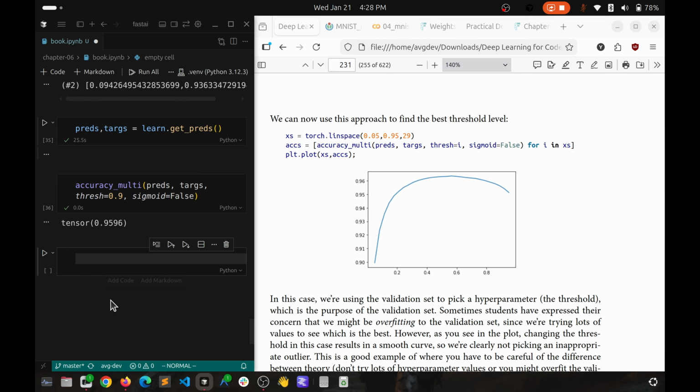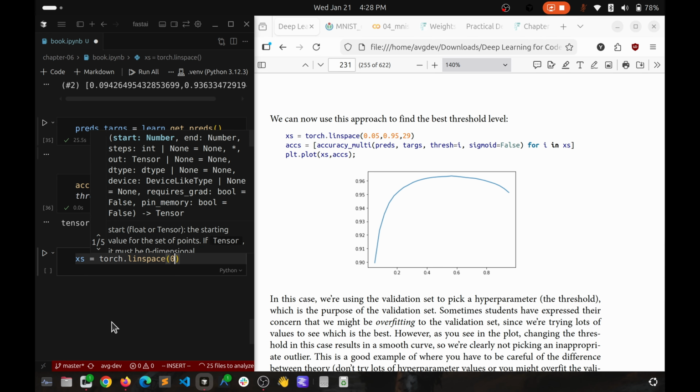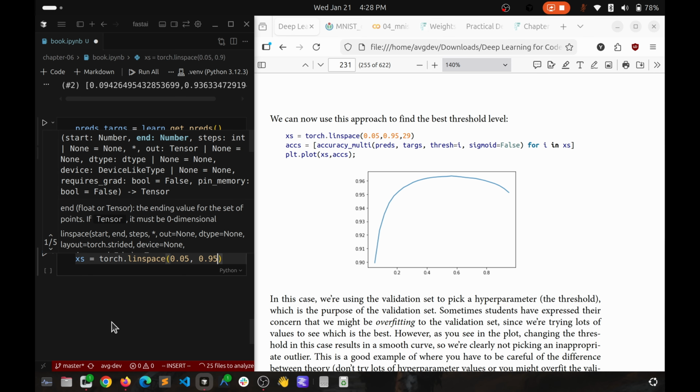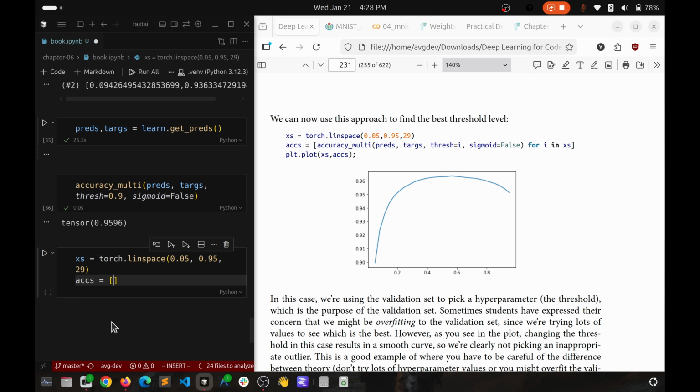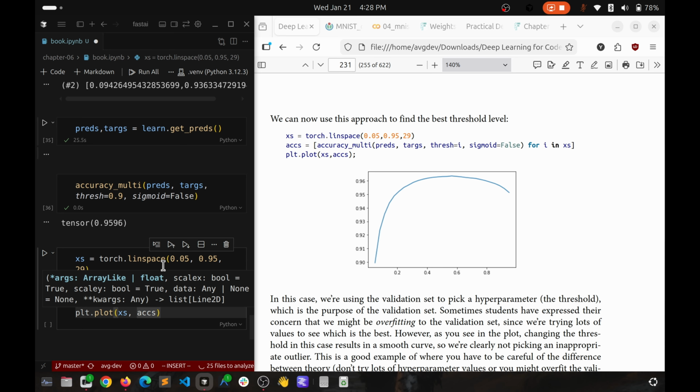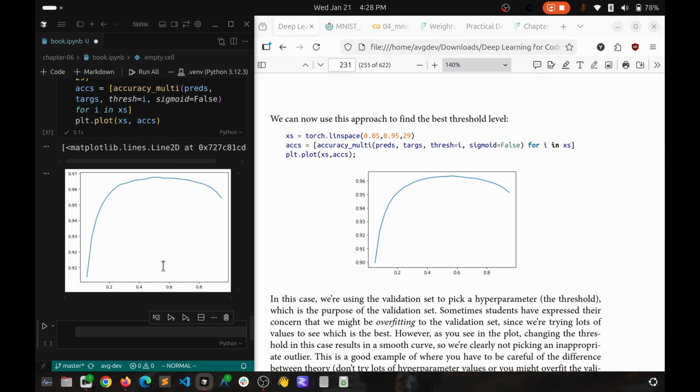So now we can use this approach to find the best threshold level. xs equals torch.linspace(0.05, 0.95, 29), accuracies equals accuracy_multi(preds, targs, thresh=i, sigmoid=False) for i in xs. Then plt.plot(xs, accuracies). Looks about the same.